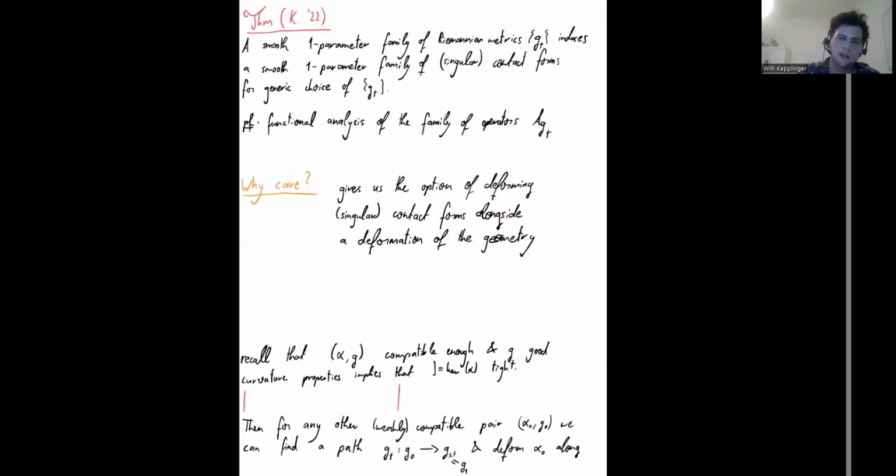Recall that if you have a weakly compatible pair of Riemannian metric and contact form, they're compatible enough, and G, the metric, has good enough curvature properties, then this implies that the kernel of alpha is tight. But suppose you only know that you have a compatible enough pair, but G doesn't have any good curvature properties. Then maybe you want to deform G and make it have better curvature properties. Maybe in this way you can show that even weaker assumptions on the curvature are enough to conclude that this compatible contact form has a tight kernel.